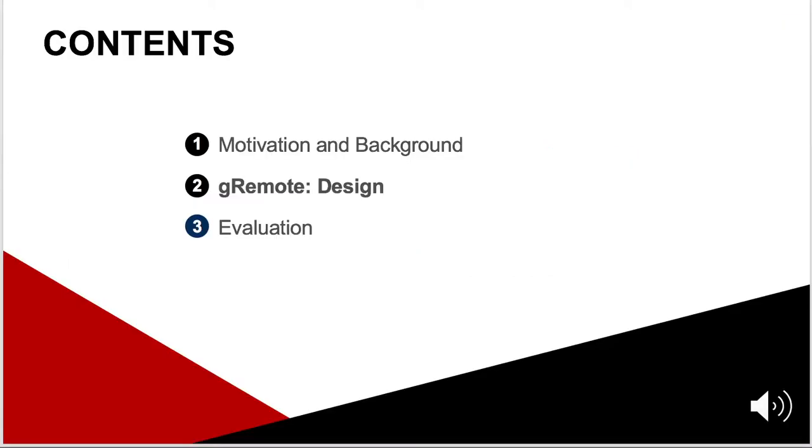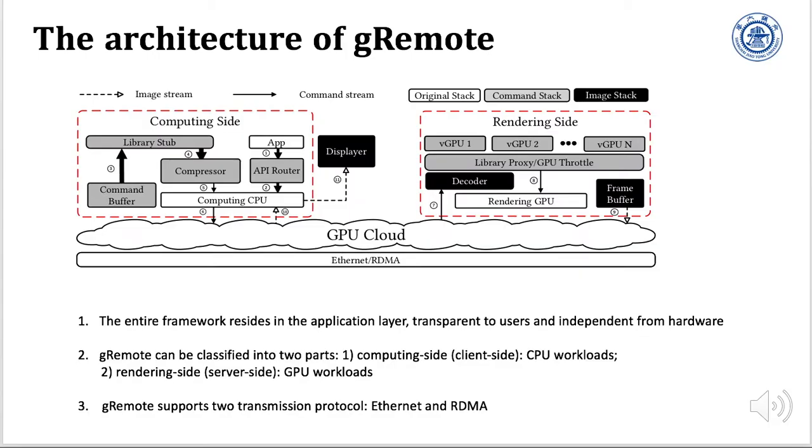Based on these issues, we propose our own design, gRemote, API forwarding powered cloud rendering, focusing on minimizing shared resource interference from two aspects: improving CPU resources and containerizing GPU usage for each application. This is the detailed framework of gRemote. The entire framework resides in the application layer, transparent to users and independent from the hardware configurations.